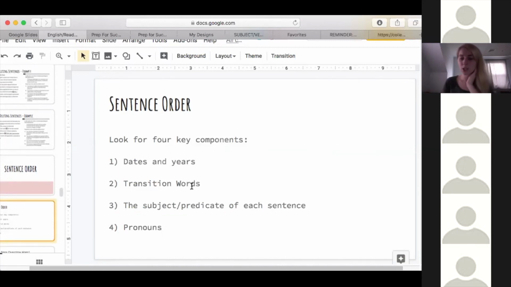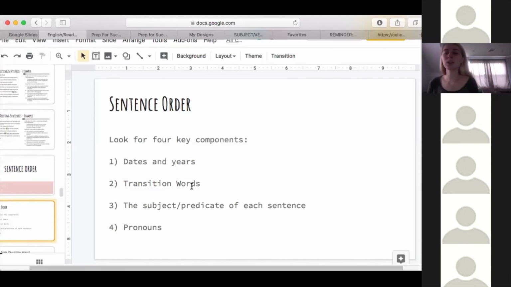So dates, years, even timing words like now, currently, after, before, all those things are really good to look out for. Transition words are also really good to look out for. We're going to delve into that a little bit more next time, but transition words are super important. Also, the subject and predicate of each sentence, that's super important because the sentences typically lead from one subject into another subject, or from one predicate into another subject.